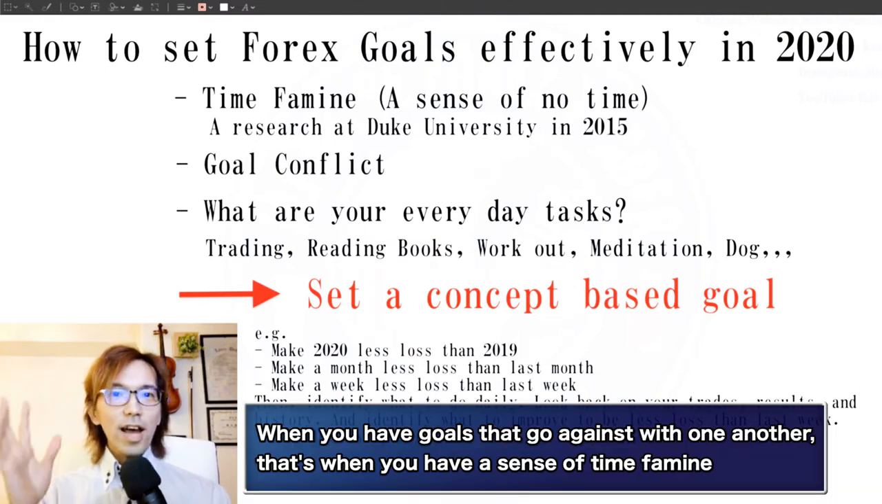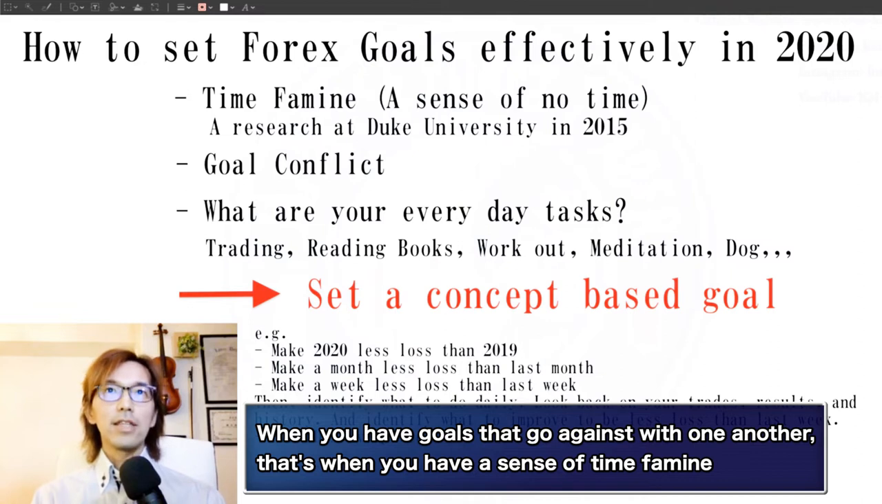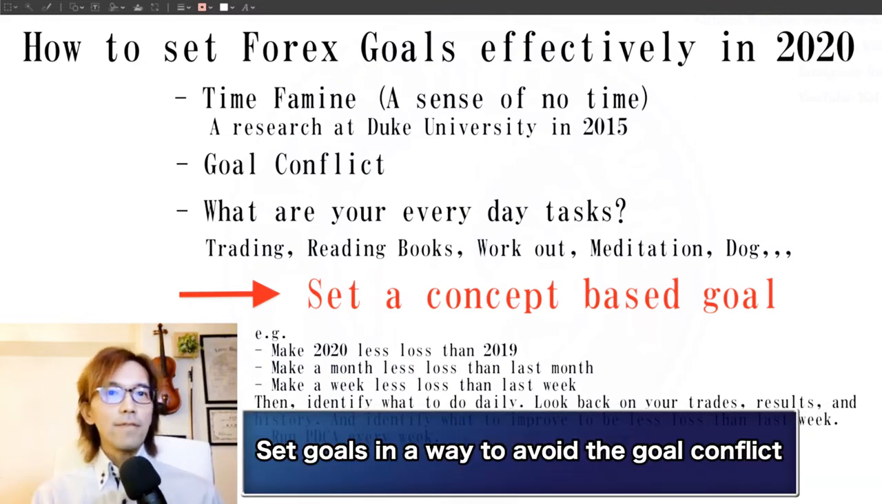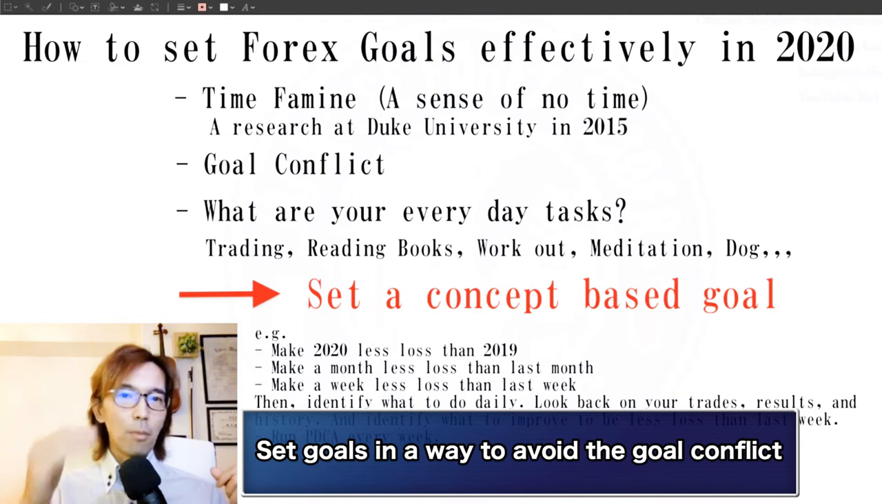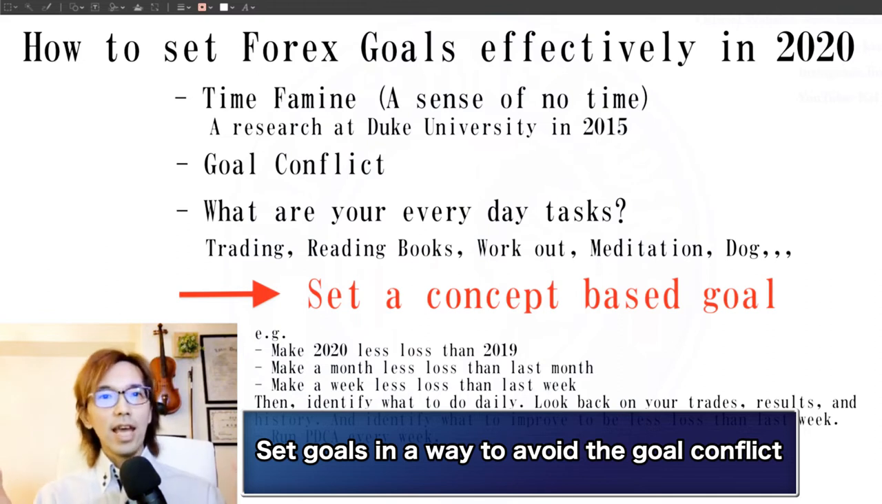So like this, when you have two or multiple goals that go against one another, that's when you have a sense of no time, a sense of less time, and that's what the research at Duke University revealed. When you have a sense of wasting time and regret, or pressure of not being able to achieve a certain goal, it gives you a tremendous amount of stress. And because of the stress, you will have more and more of a sense of no time, that time flies. And when you realize the whole year has just ended and you were not able to achieve a goal in that year, you might feel that way.